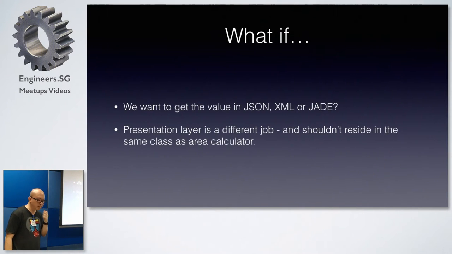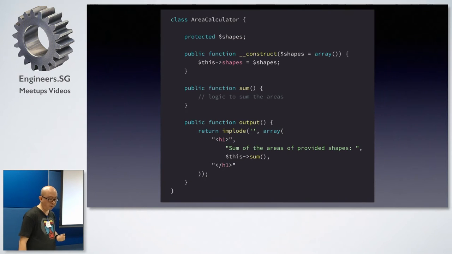So what if you want to say, instead of generating an HTML header, why don't you give me JSON or XML or some template stuff? That's where it becomes tricky when you look at this class again, because the presentation layer is somehow intertwined into the output. So in this case, the output is doing one thing, correct? It's showing you the output.